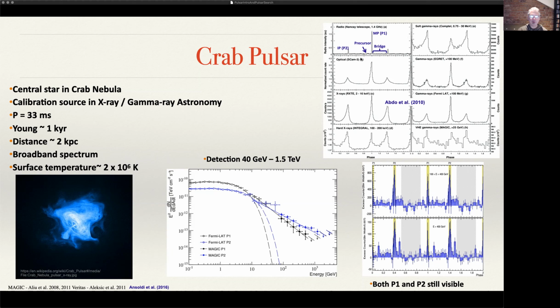It's also got, this is the optical emission here. Here are the X-rays, and then we go all the way up into the high energy gamma rays, and then up to giga electron volts. And on the far left-hand side, you can see this beautiful Chandra image in the X-rays of this pulsar.